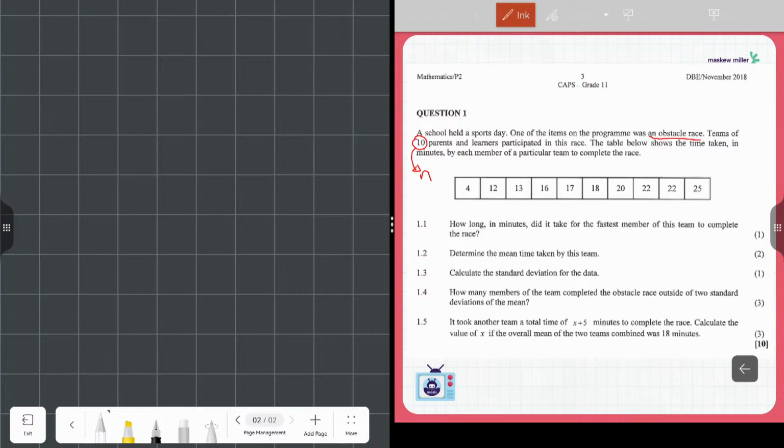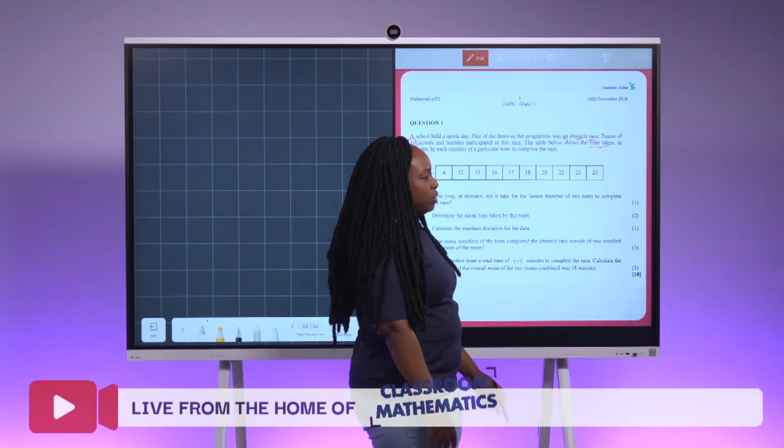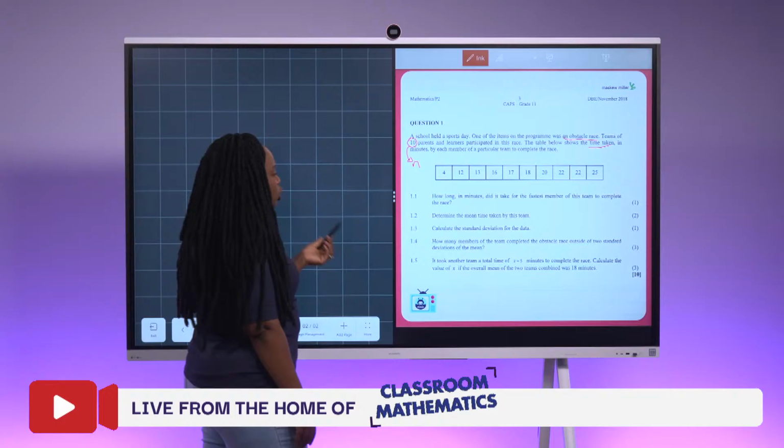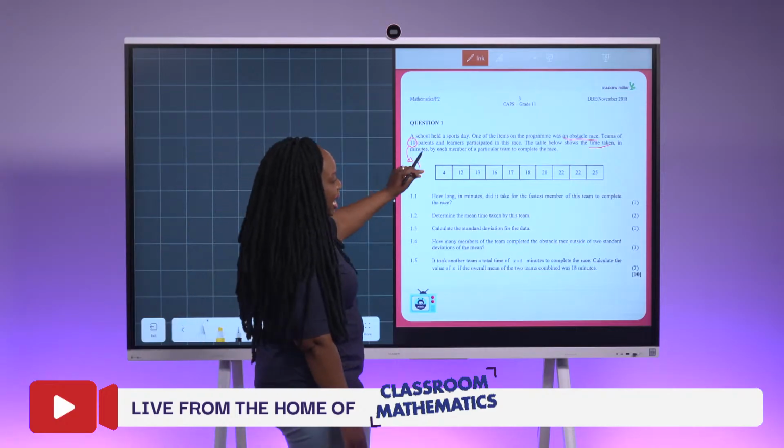Then the parents and the learners in this race, the table below shows the time taken. So they're highlighting that this is the time taken by individuals, which we have said are 10. In this case, we know that this is 4 minutes, 12 minutes, up until 25 minutes, depending on the person. So when we respond to the question, now we have analyzed what we have.